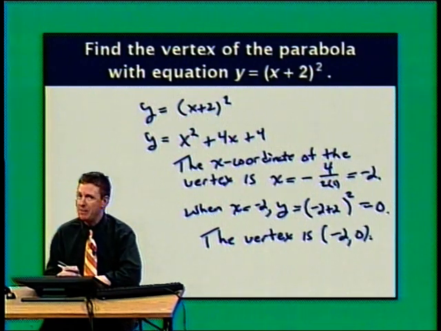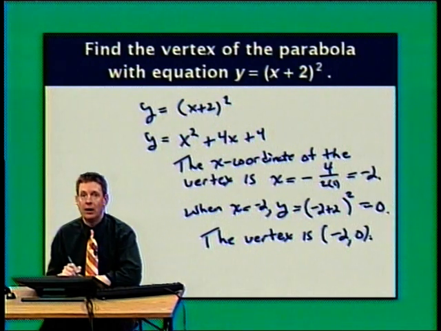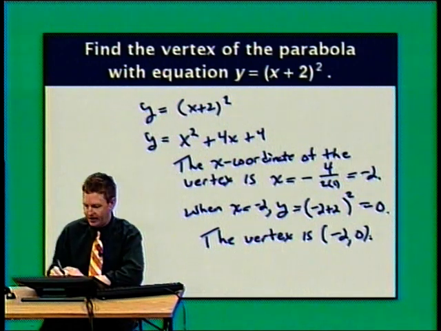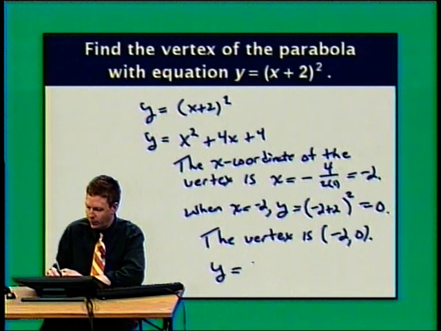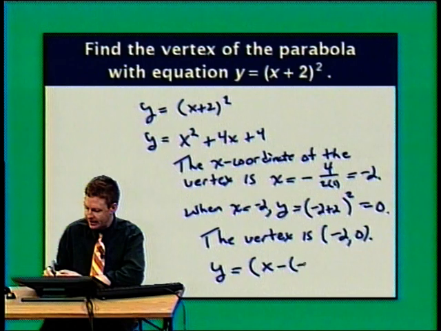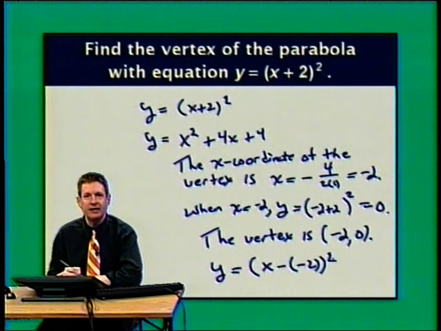Now this time in my equation, I don't see negative 2 in any sense of the word. But there is a way I could rewrite my equation so that I did see negative 2. And that's that I could rewrite it as x minus negative 2 quantity squared.